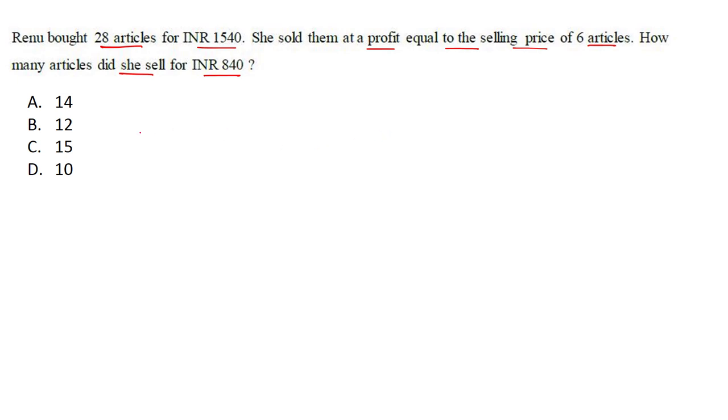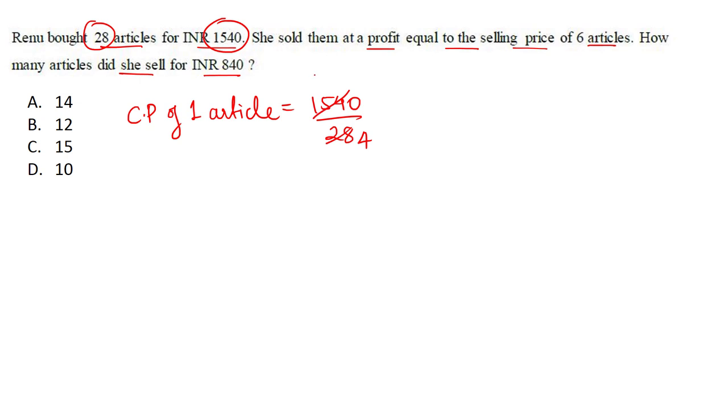So over here, 28 articles were bought for 1540 rupees. The cost price of one article will be 1540 divided by 28. Now, I don't know the table of 28, but I know the table of 7. 7 4s are 28, and 7 2s are 14, 14 2 20. That comes out to be 55 rupees, the cost price of one article. Now she sold them, meaning all the 28 articles, at a profit equal to the selling price of 6 articles.